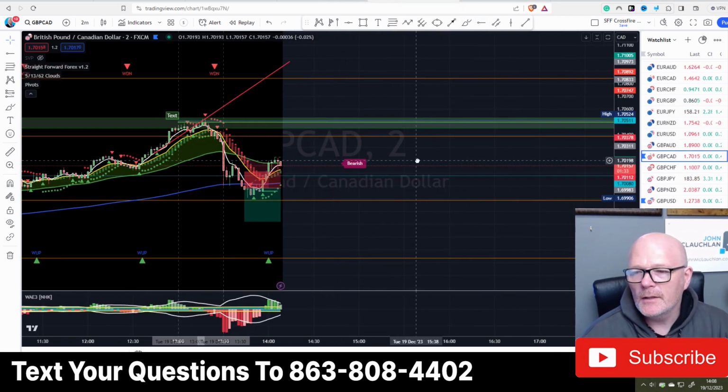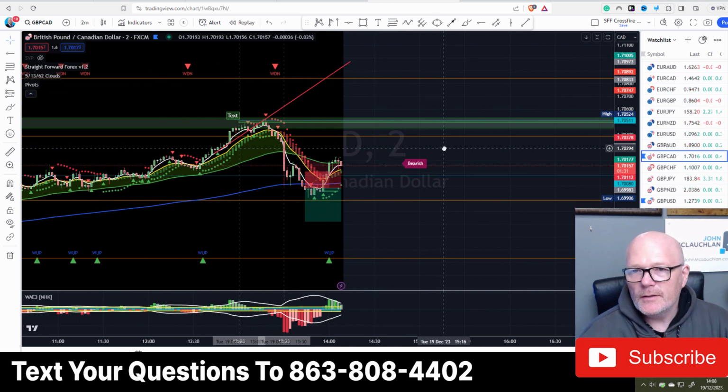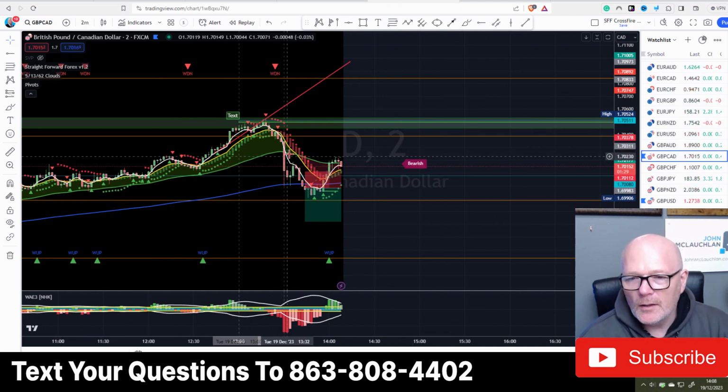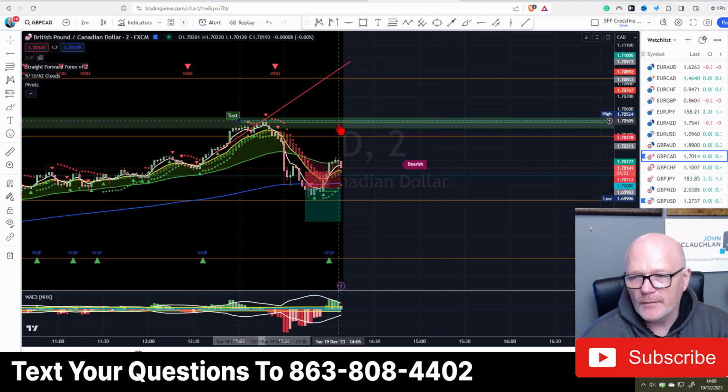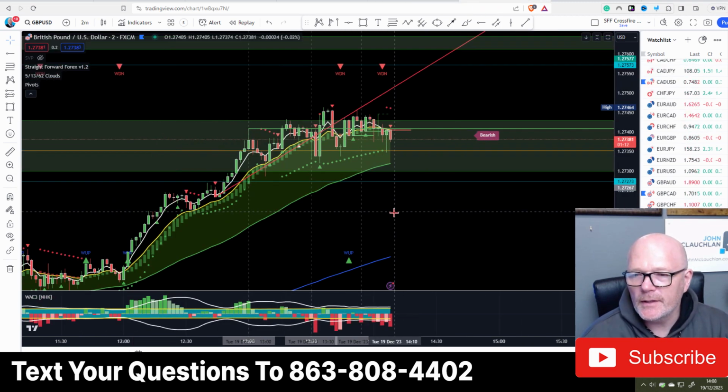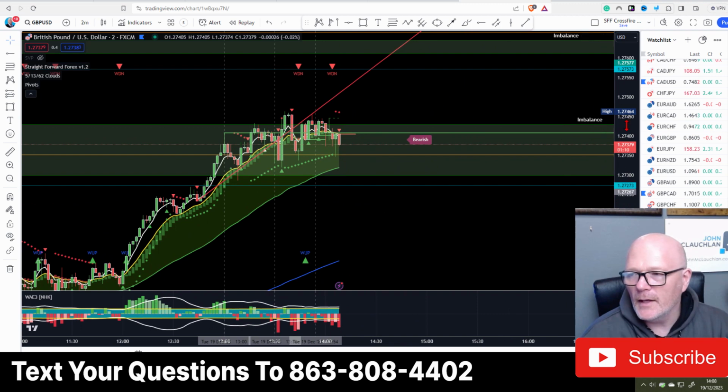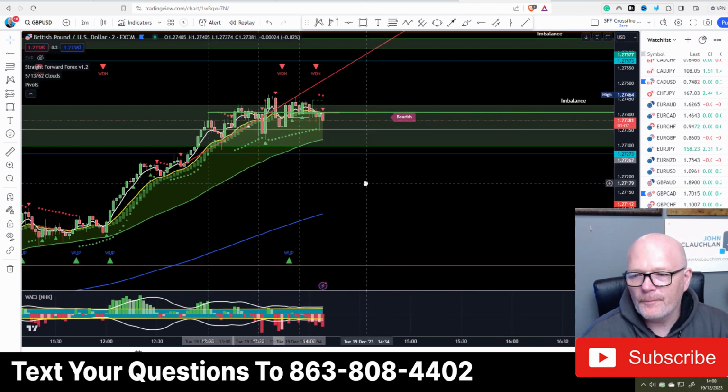GBP CAD, same as the Euro CAD. Again, we're still recovering from this manipulation, looking at potential highs, and where will price go? In terms of the strategy, essentially we want it to come above the trend line to go above. So we'll just monitor that, see what happens. GBP USD, again flatlining, pretty much flatlining.